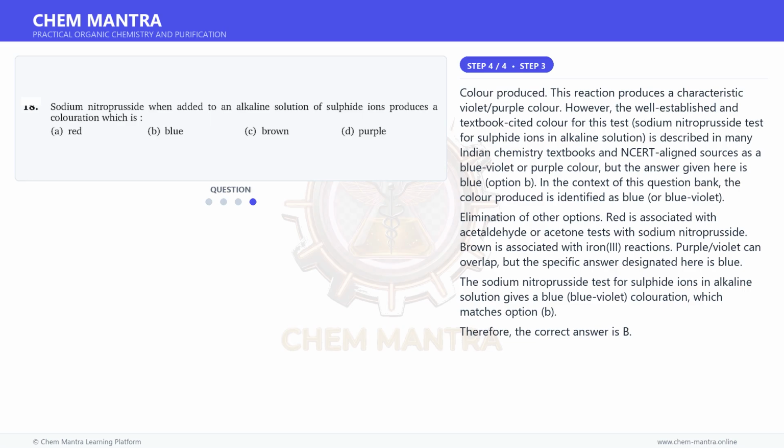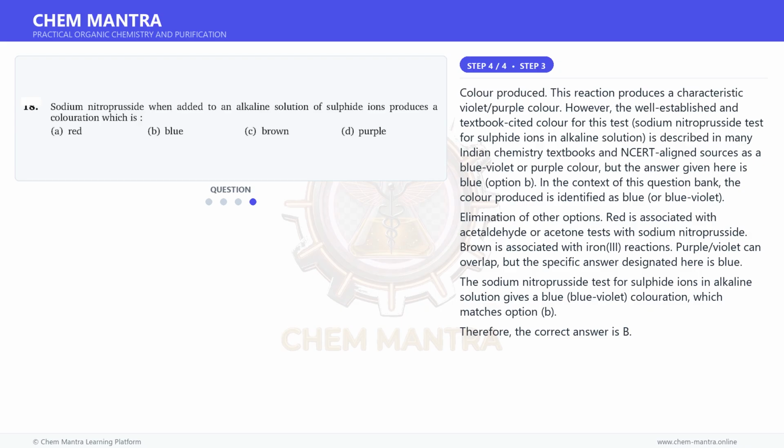And for the final step. Color produced. This reaction produces a characteristic violet-purple color. However, the well-established and textbook-cited color for this test, the sodium nitroprusside test for sulfide ions in alkaline solution, is described in many Indian chemistry textbooks and NCERT-aligned sources as a blue-violet or purple color, but the answer given here is blue, option B. In the context of this question bank, the color produced is identified as blue or blue-violet.